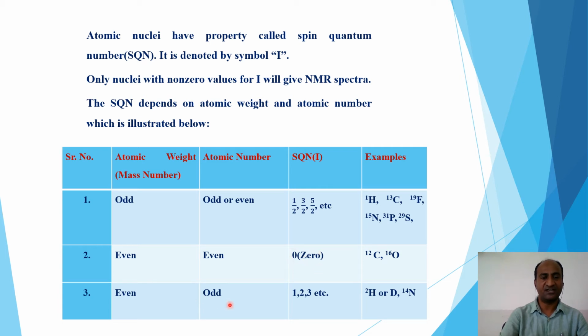If an even-odd relationship is there, for example deuterium or hydrogen-2, the atomic weight is 2, that is even, and hydrogen has an atomic number of 1, that is odd. In that case the spin quantum number value is a numerical value, that is 1 for deuterium, that is an even-odd relationship.